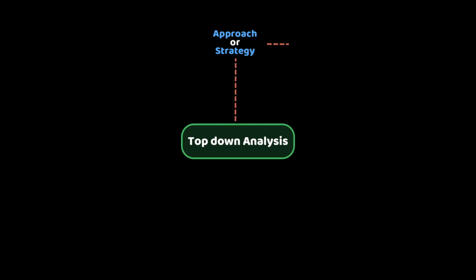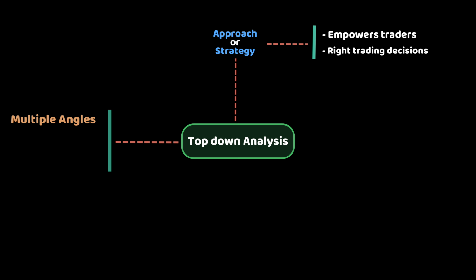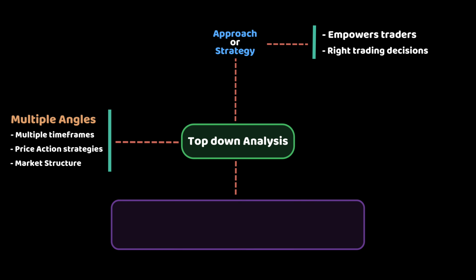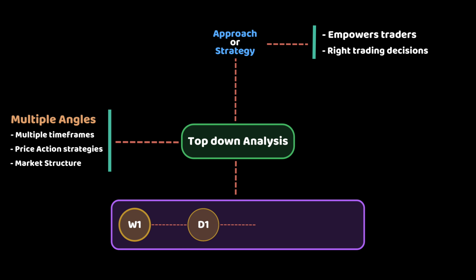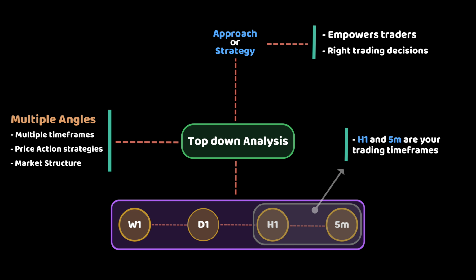Let's get started. Top-down analysis is an approach that empowers traders to make the right trading decisions by considering multiple angles of the market, such as multiple time frames, price action strategies, and market structure. You do this by analyzing the market from the higher time frames all the way down to the lower time frames, which are your trading time frames, and you do this while applying price action and market structure strategies.